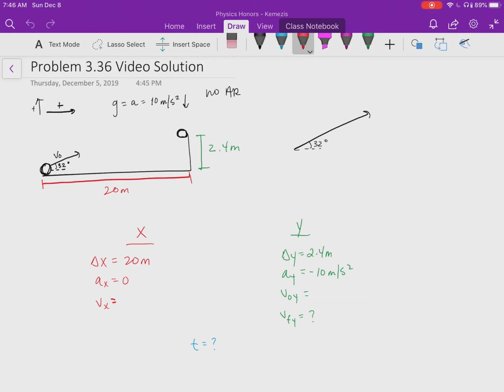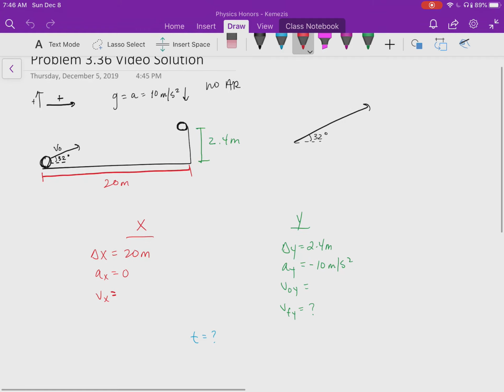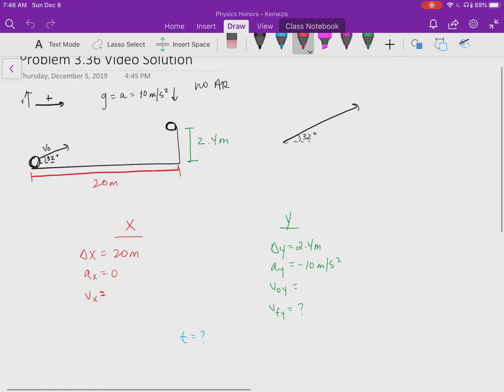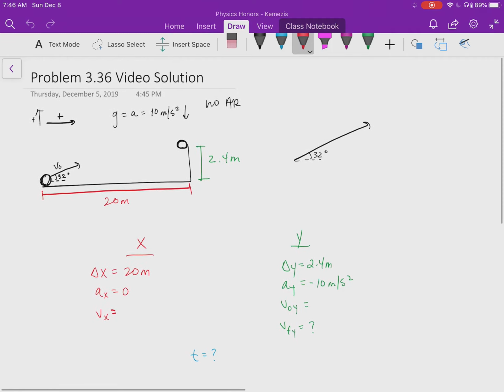Our acceleration in the y is negative 10 meters per second squared, because this is free fall. And our acceleration in the x direction is 0, because what we're interested in here is after the ball gets kicked and it has left the foot, and the only thing now acting on it is gravity.